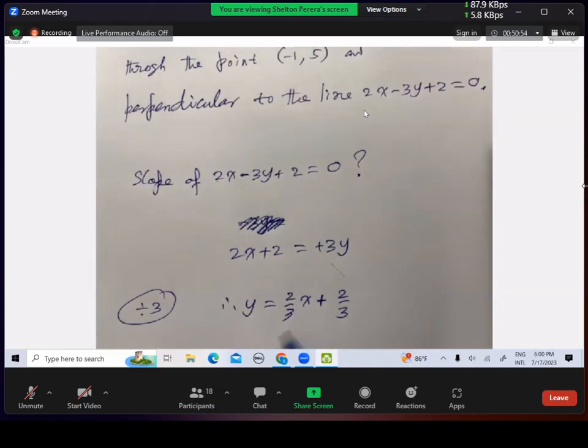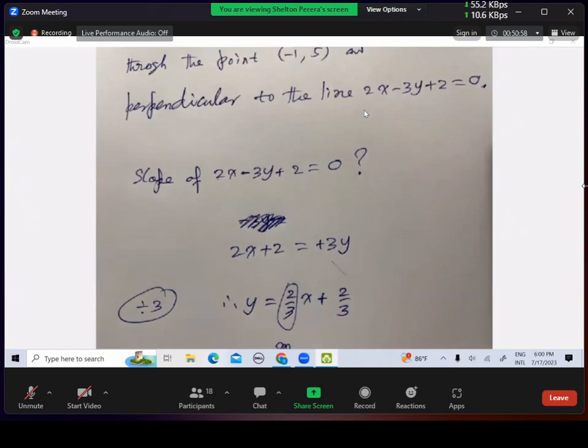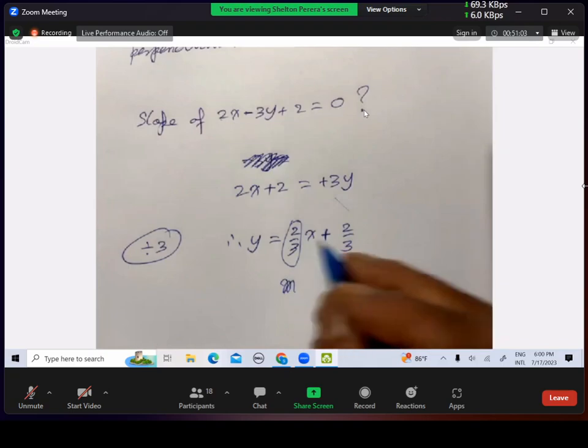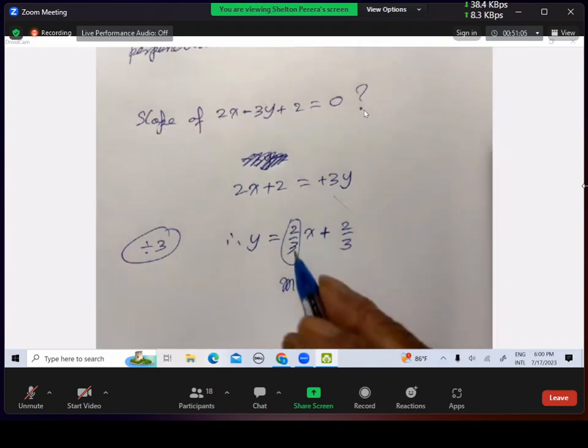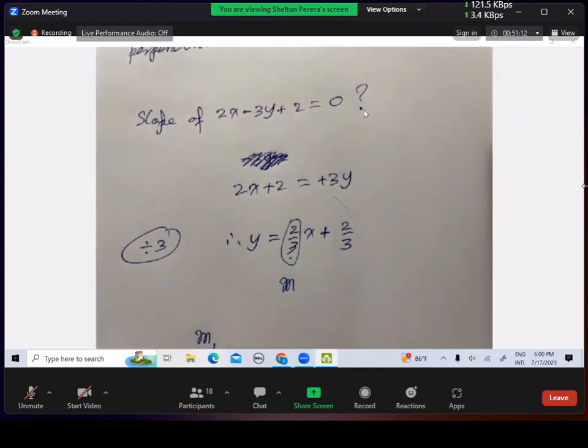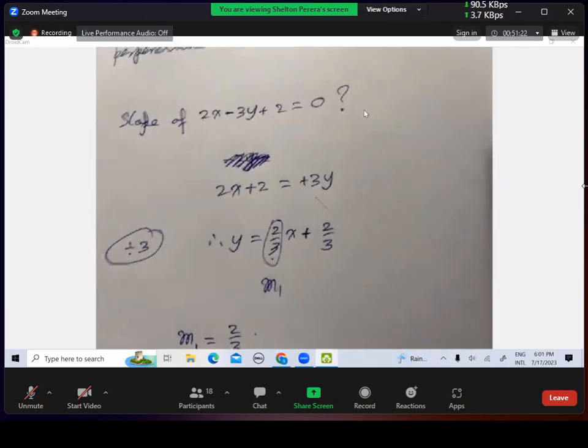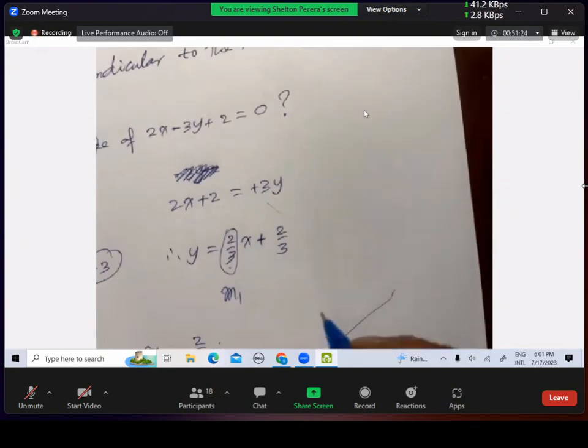Now, when you write an equation in the form y equals mx plus c, the coefficient of x, the number that comes with x, is the slope. So for this line, I'll say m1 is equal to 2 over 3. So what is the slope of the line perpendicular to it? If m1 is 2 over 3, I need a line which is perpendicular to this.